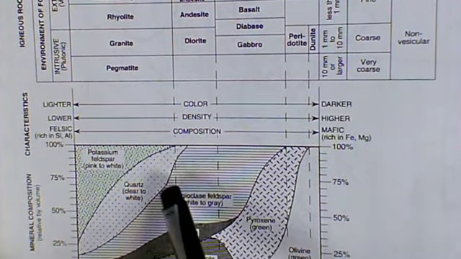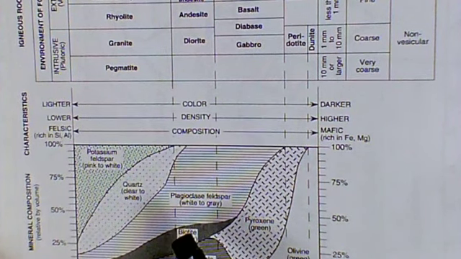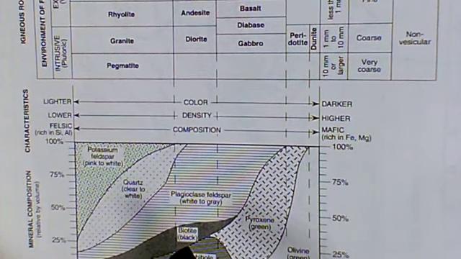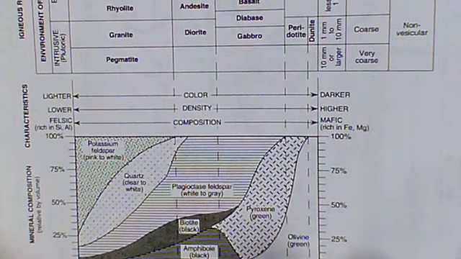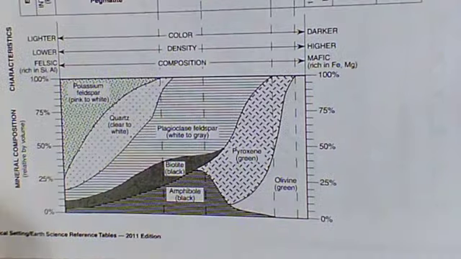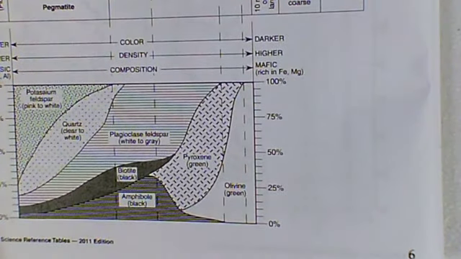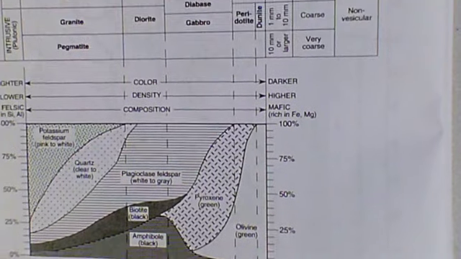And we'll be using this in class. We're going to be working on identifying some igneous rocks, and I'm going to show you some samples, and we'll talk about where everything falls on this chart. So this is page 6 right here in your reference tables.